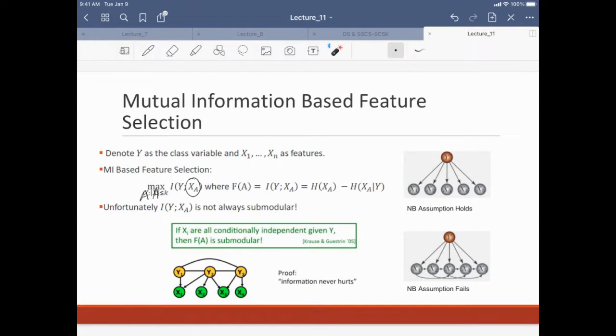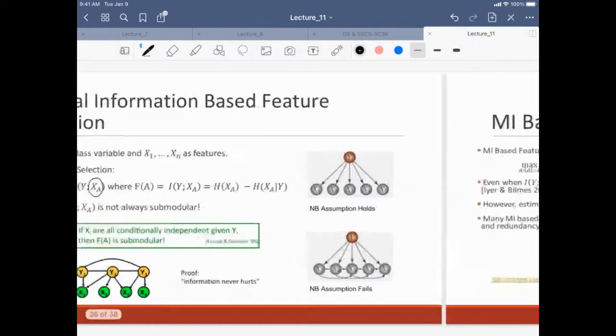So how do I maximize this feature selection? It turns out that this function is not always submodular, but it is actually monotone. However, it is submodular if the X_i's are all conditionally independent given y. So if you have the naive Bayes assumption, then it is actually submodular.